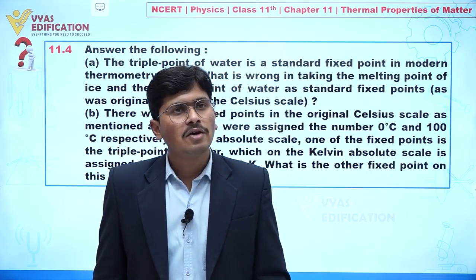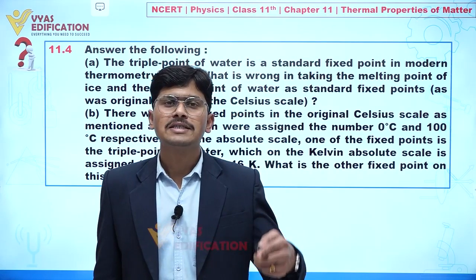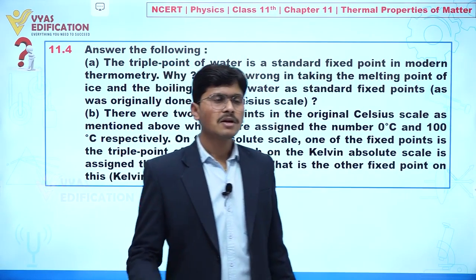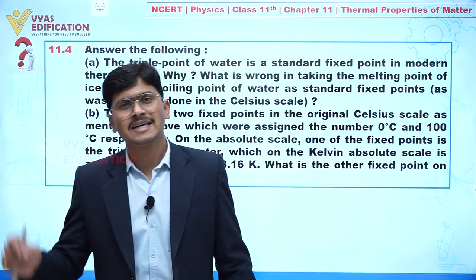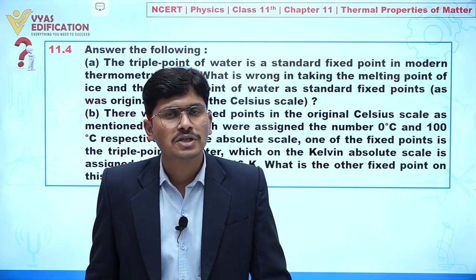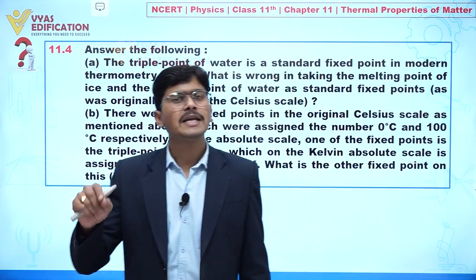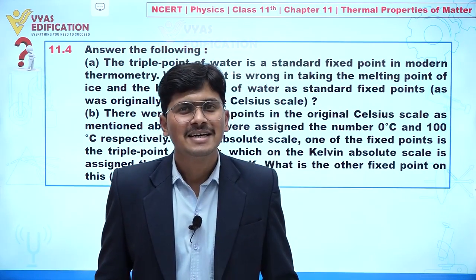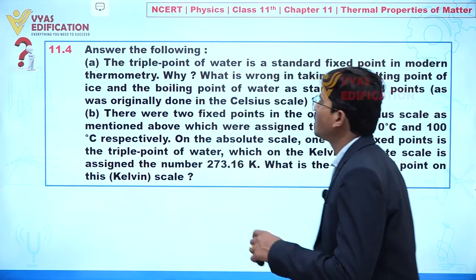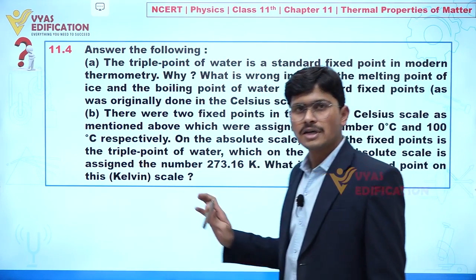That's why we now take the triple point of water as our reference. Why? Because the triple point of water is independent of external conditions. The triple point temperature of water is 0.01 degree Celsius, and that value remains fixed irrespective of whether external conditions change or not. So that's why in modern thermometry we take the triple point of water as a standard fixed point. Clear to everyone?